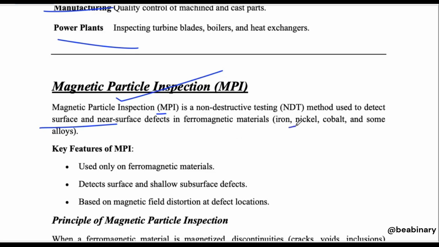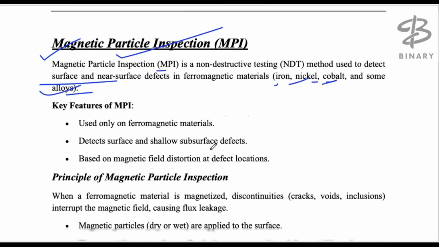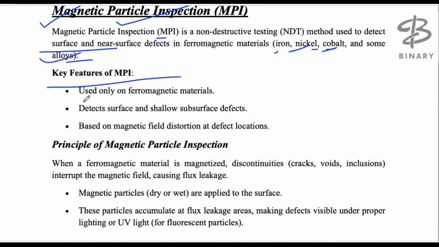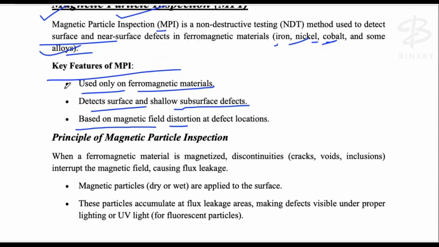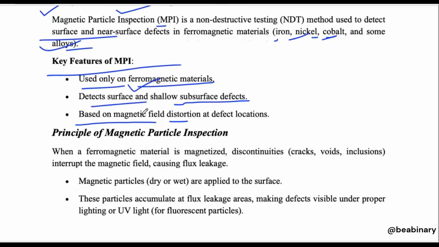ferromagnetic materials like iron, nickel, cobalt, and some alloys. Only if the material is iron, nickel, cobalt, or some alloy of those can we use such a technique, which is magnetic particle inspection. Key features of the MPI: it is used only on ferromagnetic materials, and it detects surface and shallow subsurface defects based on the magnetic field distortion at a defect location. So it is a limitation that we can only check ferromagnetic materials with this technique.